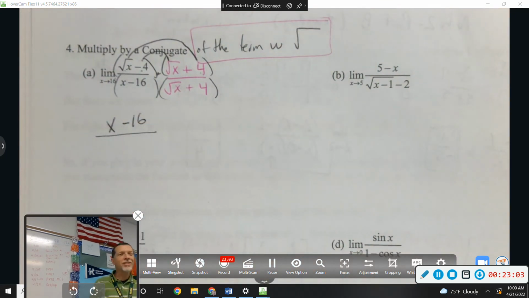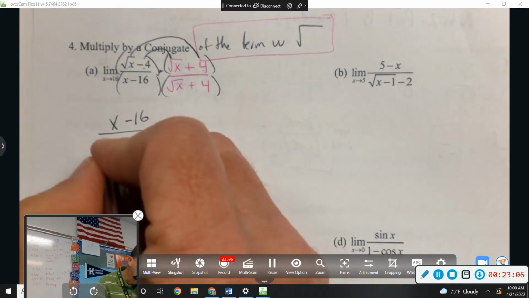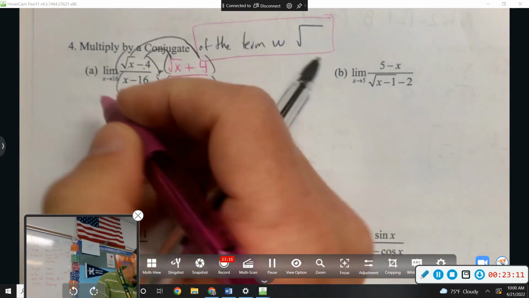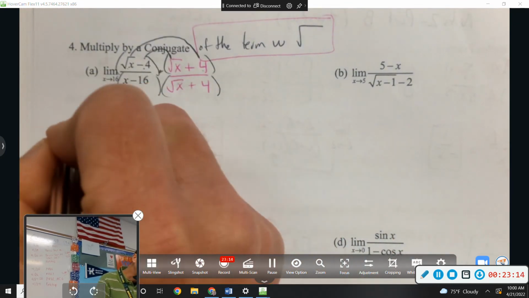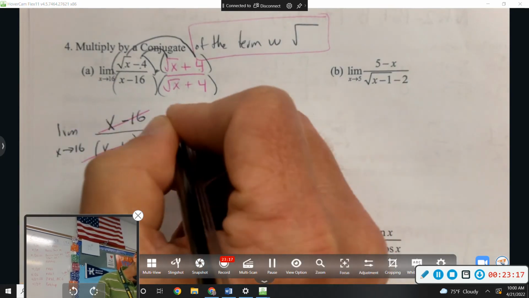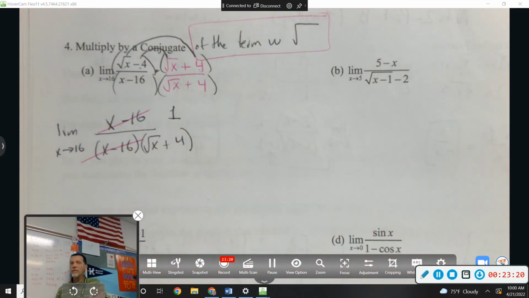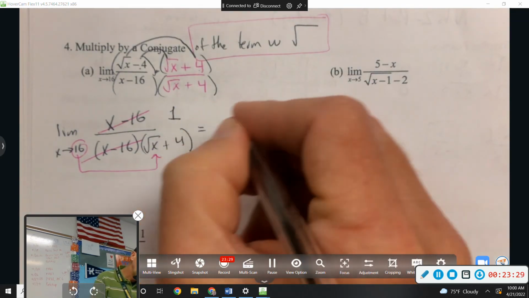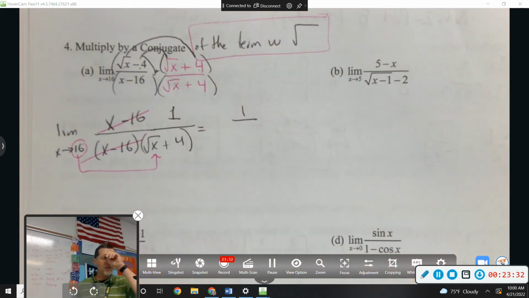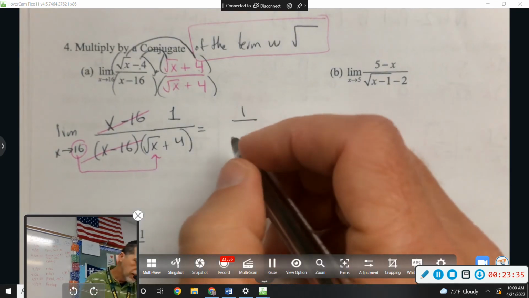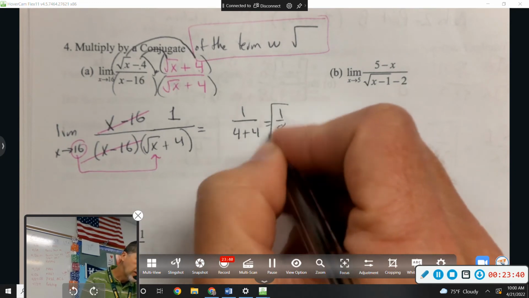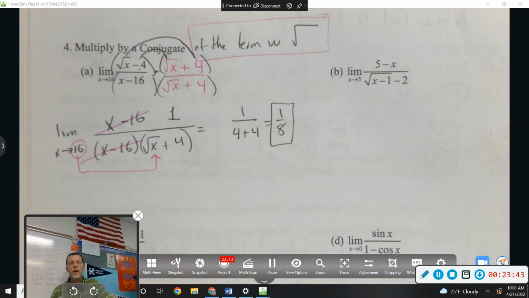Yes, let's leave the bottom as is. Let's not FOIL the bottom. Why do you say that? Because you can cross out the x minus 16s now. These are all sort of rigged problems to work out like this. I don't have to fix the bottom. What I want to do now is substitute and see if it works. So square root of 16 is 4. 4 plus 4 is 8. So the answer is 1/8.